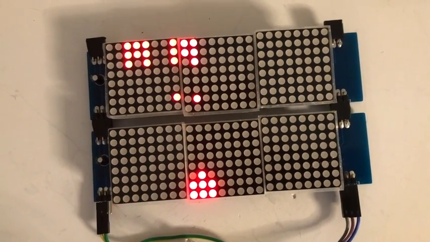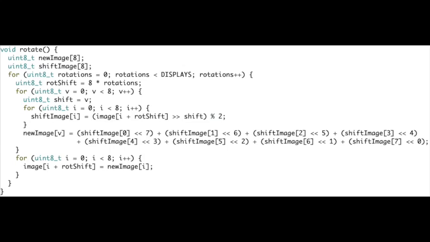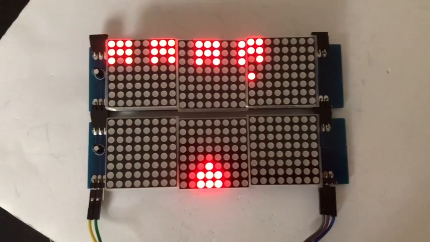UpdateImage calculates the images of the ships, the bullets, and any animations. After that, it combines them all and rotates the images 90 degrees to match the orientation of the panel. Once all that has been completed, it sends the images out to the MAX7219 chips to light up the matrices.